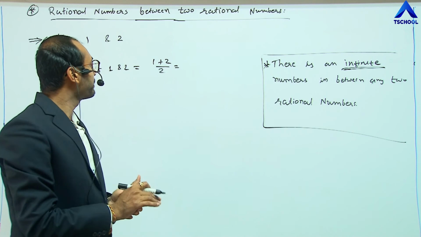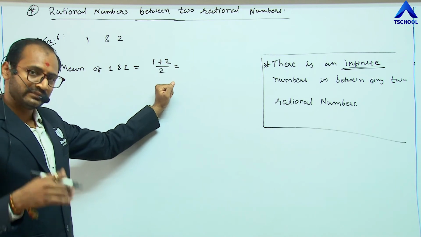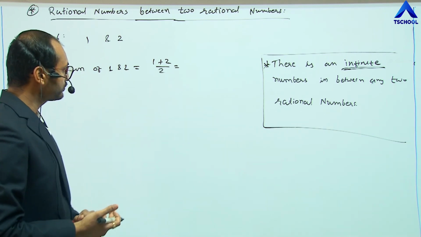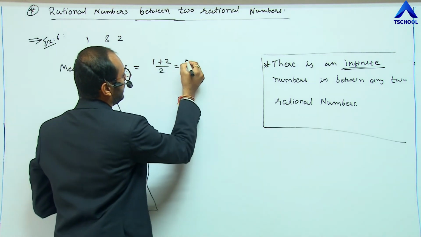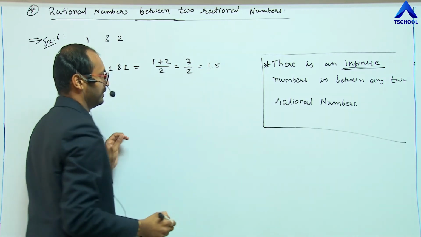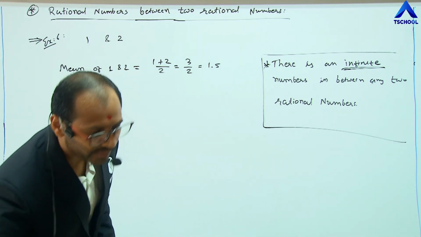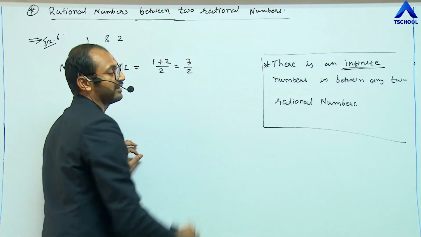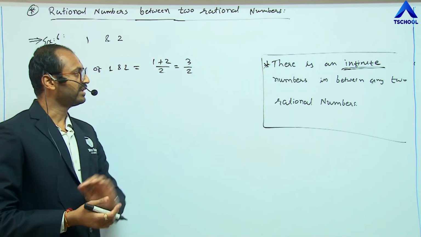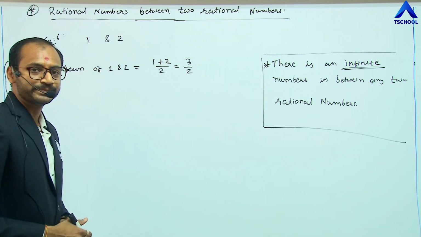In general, the addition of n numbers divided by n, the number of values. Clear? So the mean is 3/2, that is 1.5 also. 1.5, that means 3/2, is also a rational number. We will not use 1.5 here because we are discussing rational numbers only. So 3/2 is a rational number in between 1 and 2.